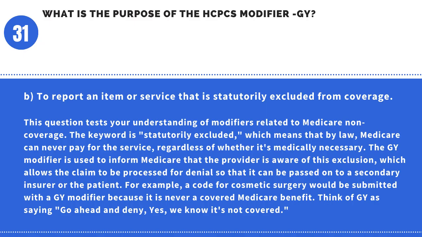allows the claim to be processed for denial so that it can be passed on to a secondary insurer or the patient. For example, a code for cosmetic surgery would be submitted with a GY modifier because it is never a covered Medicare benefit. Think of GY as saying, go ahead and deny, yes, we know it's not covered.